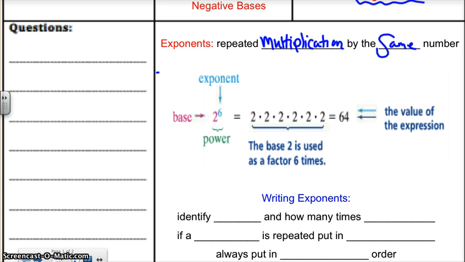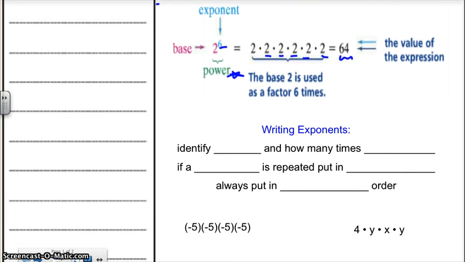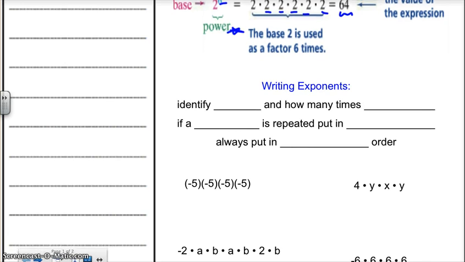So 2 to the 6 is multiplying 2 by itself 6 times. 2 times 2 times 2 times 2 times 2 times 2, which is 64. This just tells us that the base 2 is used as a factor 6 times, multiplied by itself. You need to know that before we can do other things.